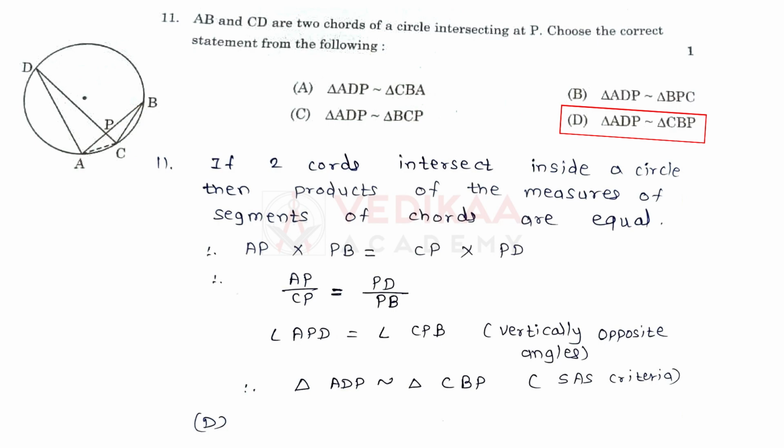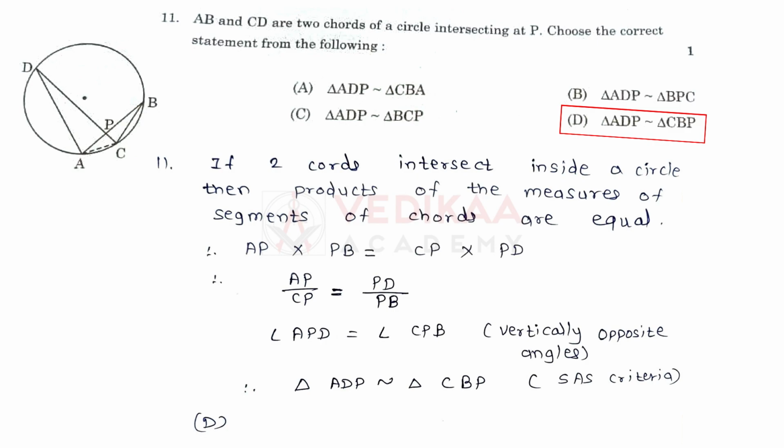Next, question number 11. One figure was given and you have to choose the correct statements. So which two triangles were similar, that you have to choose. So we know that if two chords intersect inside a circle, then product of measure of the segments of chords are equal. It was given that two chords are intersecting at P inside the circle. So from this we can easily write down AP into PB is equal to CP into PD. So if you rearrange this particular equation, you will get AP upon CP is equal to PD upon PB.